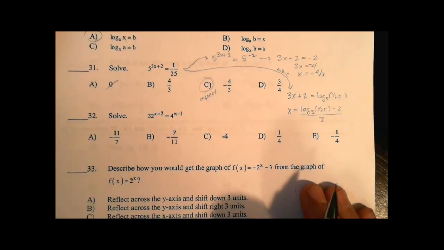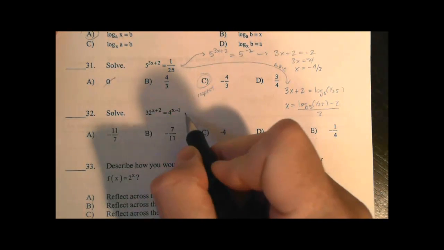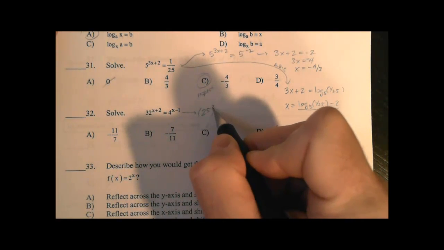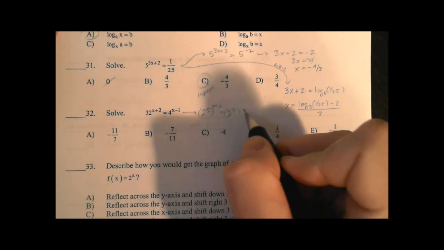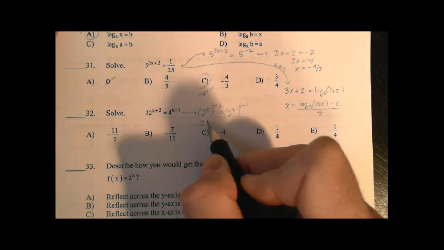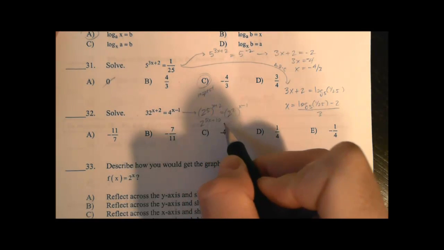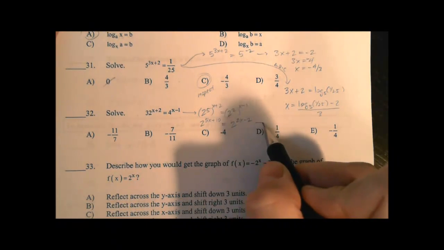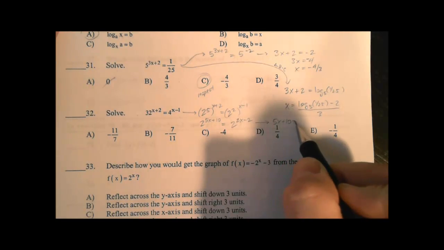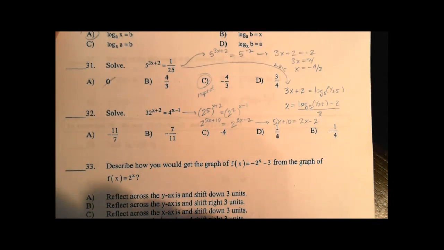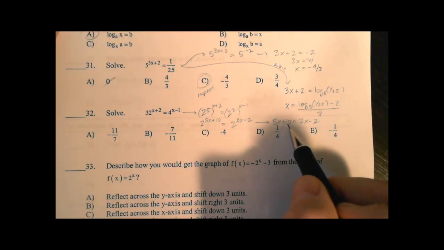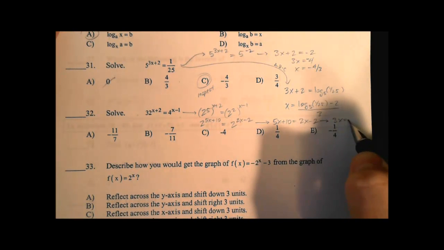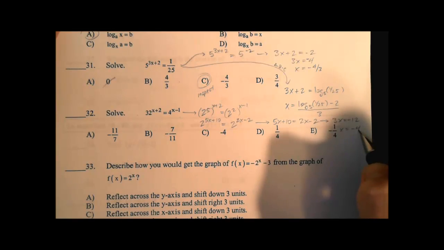And similarly, 32 has the slick way and the non-slick way. The slick way is to recognize that these can be written both as the same power: 2 to the 5th to the x plus 2, and 2 squared to the x minus 1, which would be 2 to the 5x plus 10 equals 2 to the 2x minus 2, so that we have 5x plus 10 must equal 2x minus 2. If we subtract 2x and subtract 10 from both sides, we get 3x equals negative 12, so x equals negative 4.